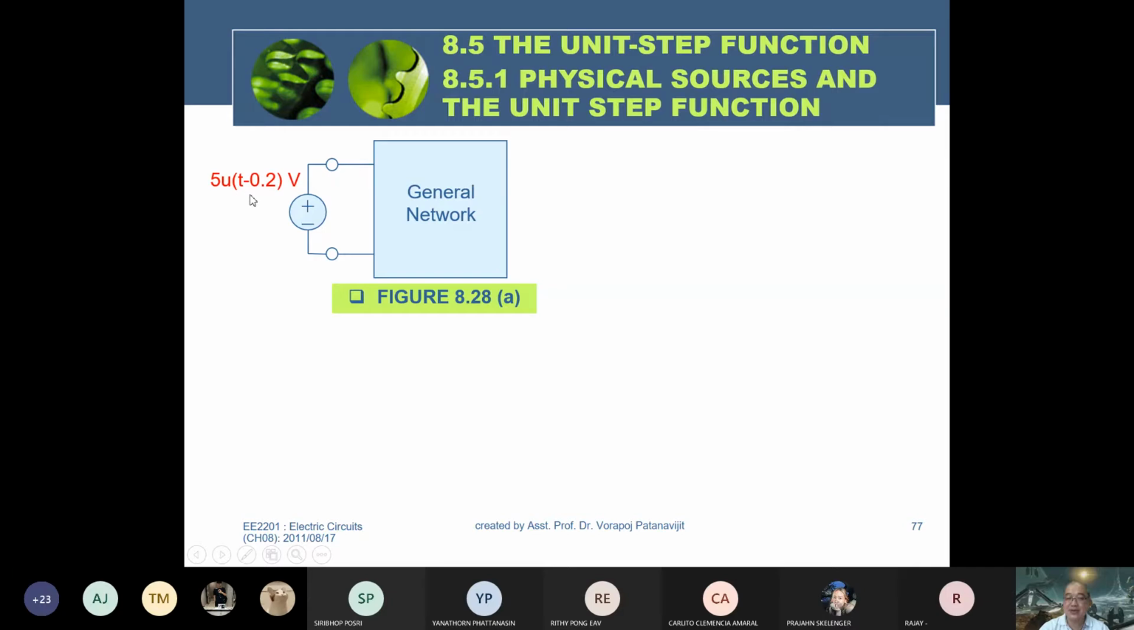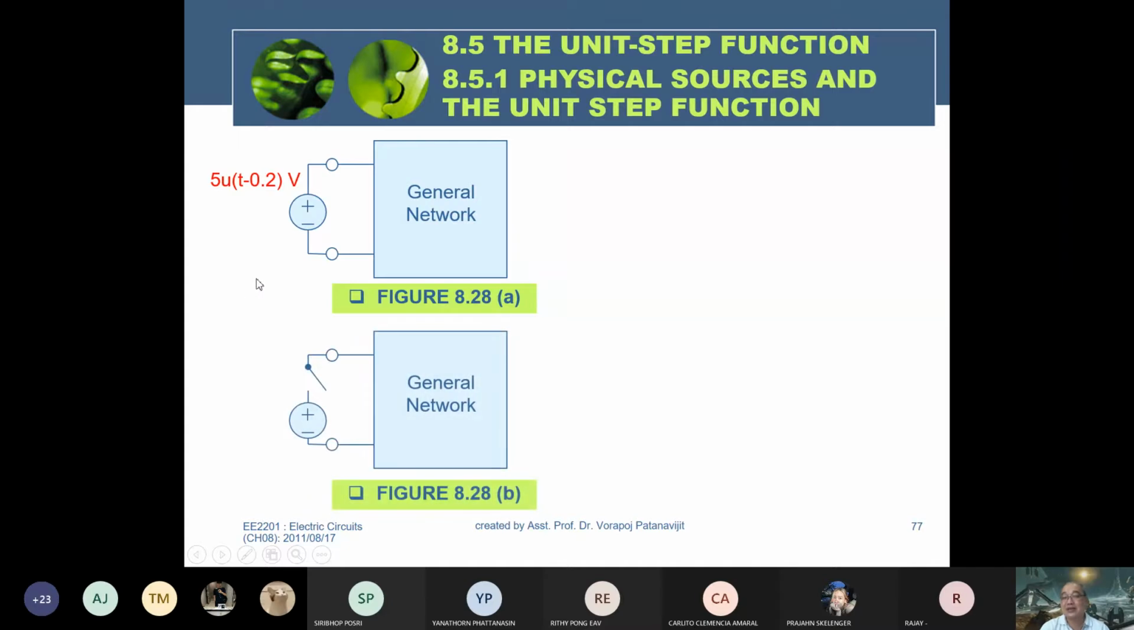In the unit step here, you can see that the unit step is activated at time equal to 0.2 second. Before time equal to 0.2 second, the switch is still turned off, which means nothing is in the circuit. But for time greater than 0.2 second, the switch will be turned on. Or you can use the switch shown here. We have the switch in this position, and the switch will be activated at time equal to 0.2 second. Now what about the response? The unit step is here.